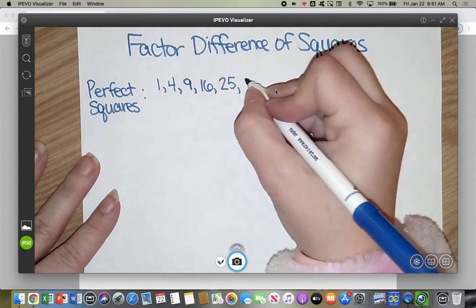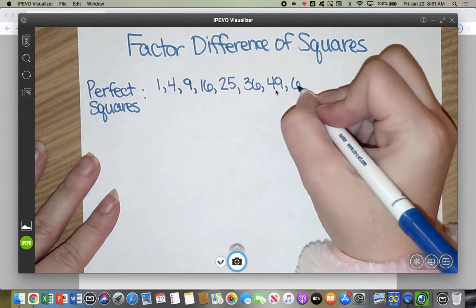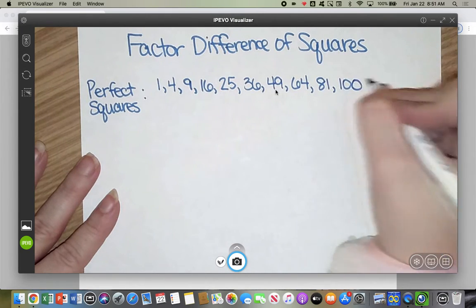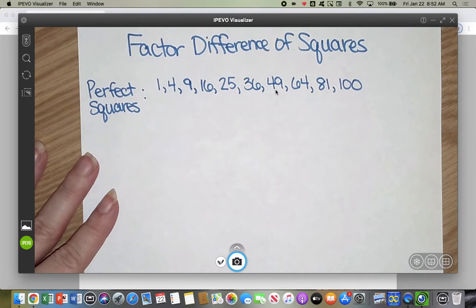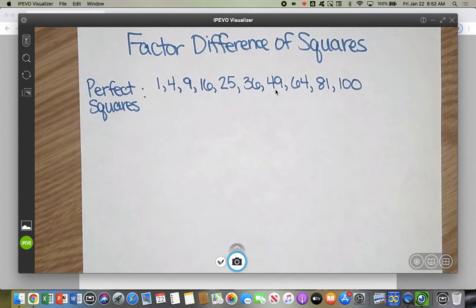36. 49. 81. 100. All right, so let's stop there. That's 1 through 10, right? Yes, ma'am. All right, now on the next line, I'm going to go 11 through 20.